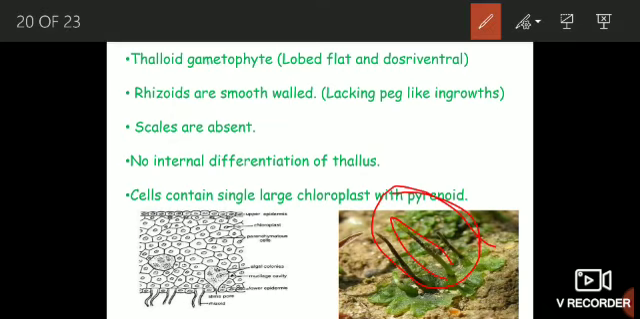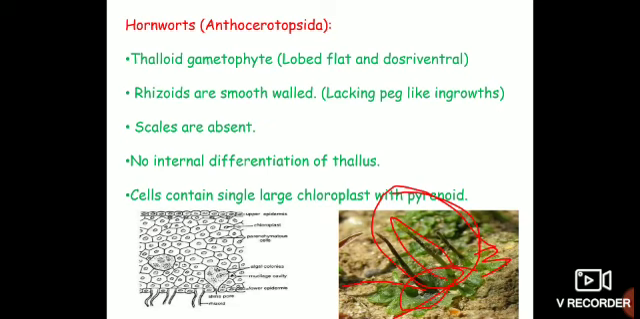In the image, you can see this is the gametophyte of Anthoceros, and in this gametophyte, you can easily distinguish two surfaces: the upper surface, which is the dorsal surface, and the surface which is attached to the soil, that is known as the ventral surface. This thallus is also lobed and it is flat.